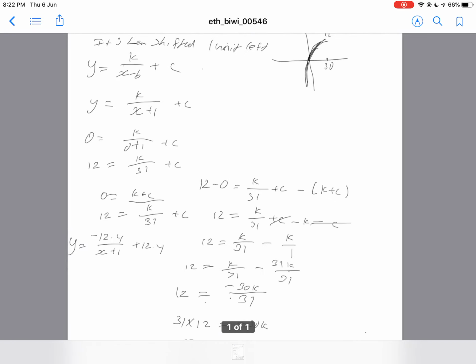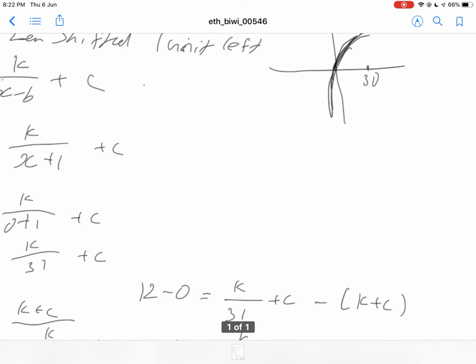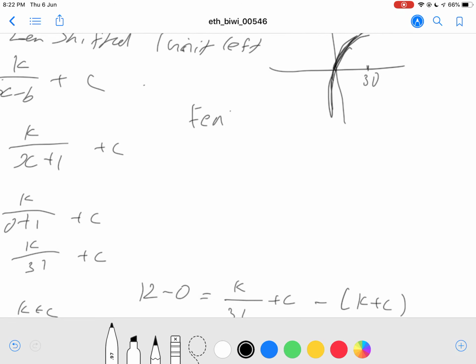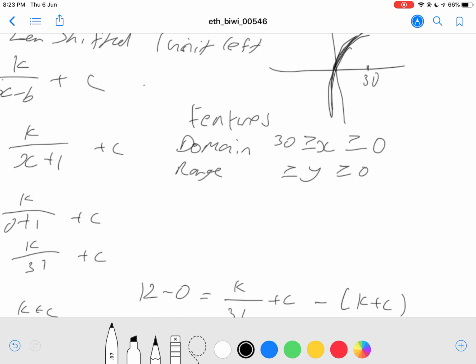So if we go on to the features of the hyperbola, the domain should be the exact same as our parabola. It starts at the same place and ends at the same place. So x is greater than or equal to 0 and less than or equal to 30. Range is also the same: y is greater than or equal to 0 and less than or equal to 12. The x-intercept is 0, 0, which is the same. The y-intercept is the same, 0, 0.